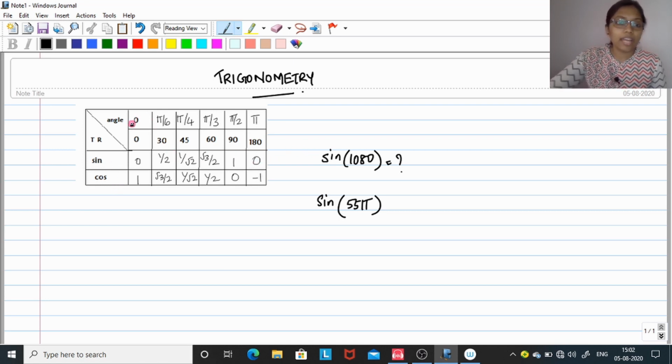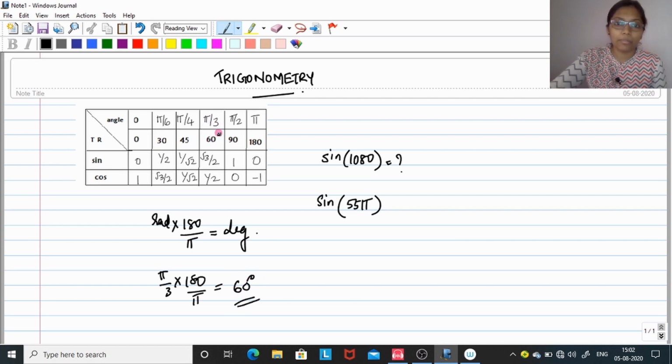And see, angles I have written in both radian mode and degree mode, okay? Hope you know what it is. Angle units are mainly radians and degrees. When a radian value is multiplied by 180 by pi we get degrees. Example: pi by 3 into 180 by pi. So 180 by 3 is 60 degree. So here you can see 60 degree is related to pi by 3 radians. That is the relation between degree and radian. So let us get into the topic, how to take sine and cos values for higher angles.